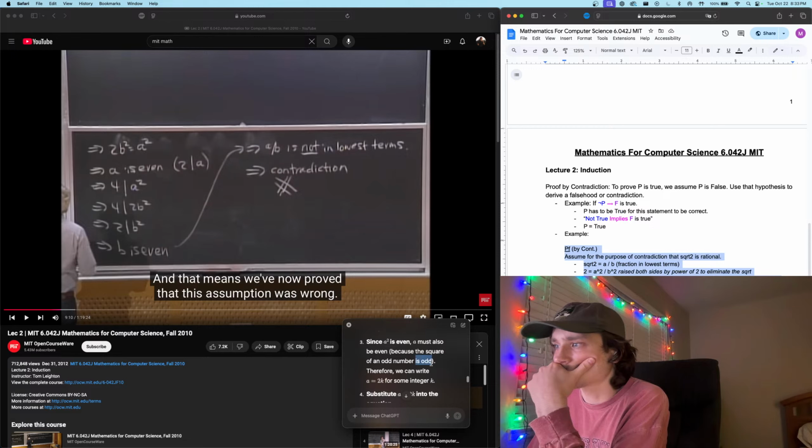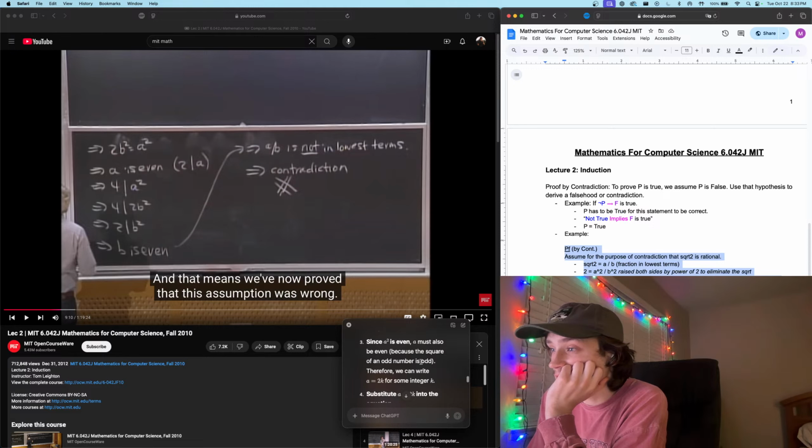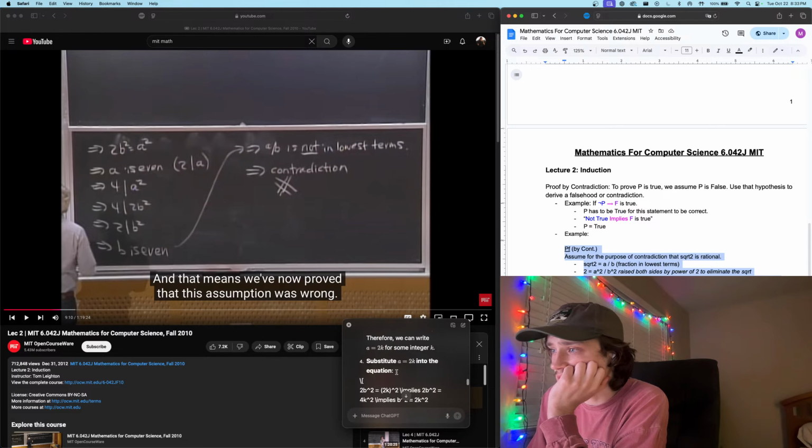No, this is wrong. The square root of an odd number is even. Not square, because the square of an odd number is even. That's wrong. Therefore, we can write a equals 2k for some integer k. Substitute a equals 2k into the equation. Square root of 2 equals 2k over b, which implies... What?